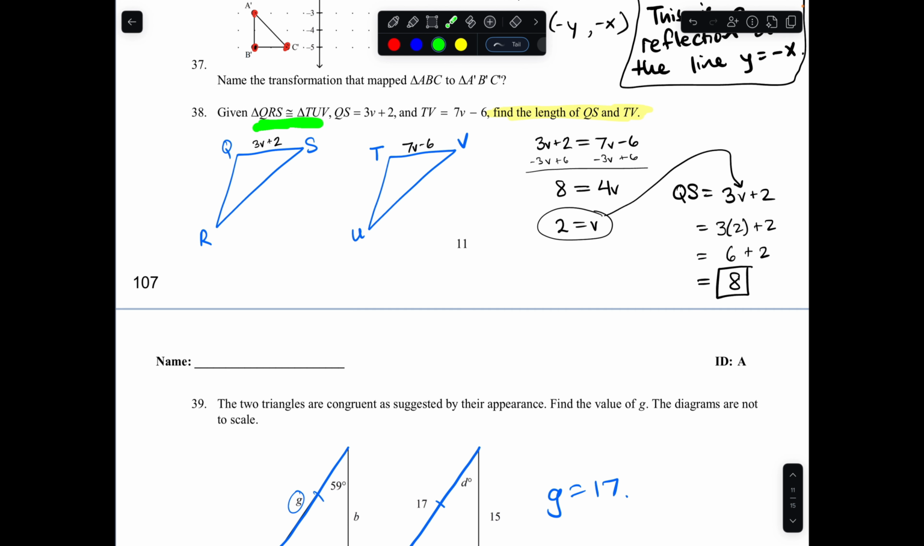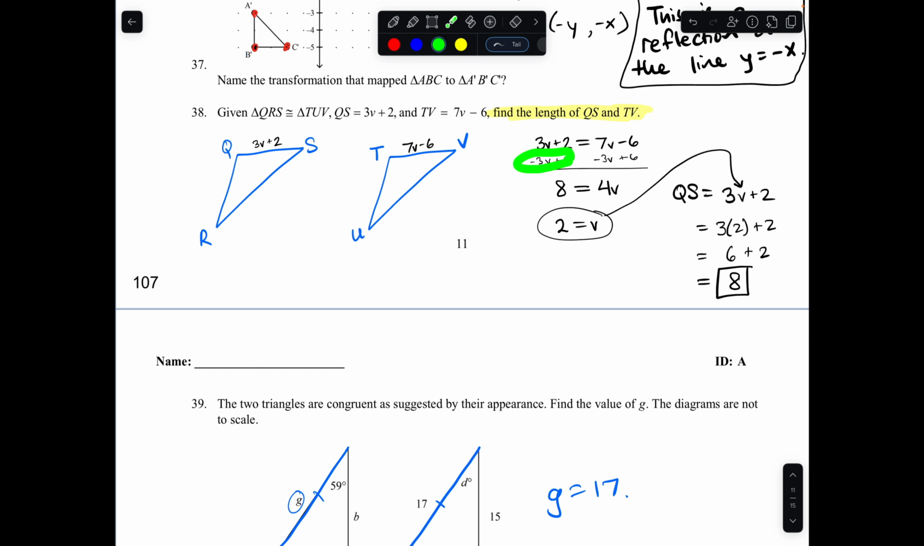We know that the triangles are congruent, and corresponding parts of congruent triangles are congruent. QS, that's the first letter and the last letter in this triangle. And TV, well, that's also the first letter and the last letter of this triangle. So they have to be congruent because they're congruent parts of congruent triangles, which means their lengths are the same. So we can set this length equal to this length. I do that here, and then solve the equation for the variable V.